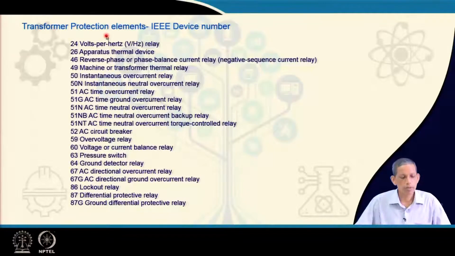Now, a list of transformer protection elements from the electrical perspective. The IEEE device numbers are enumerated here, just to show that transformer protection is not that simple. It is associated with several electrical, mechanical and thermal aspects, and from the electrical perspective you see here so many varieties of relays. However, it is not necessary that all should be incorporated; that depends upon the situations, requirements and the economic perspective.